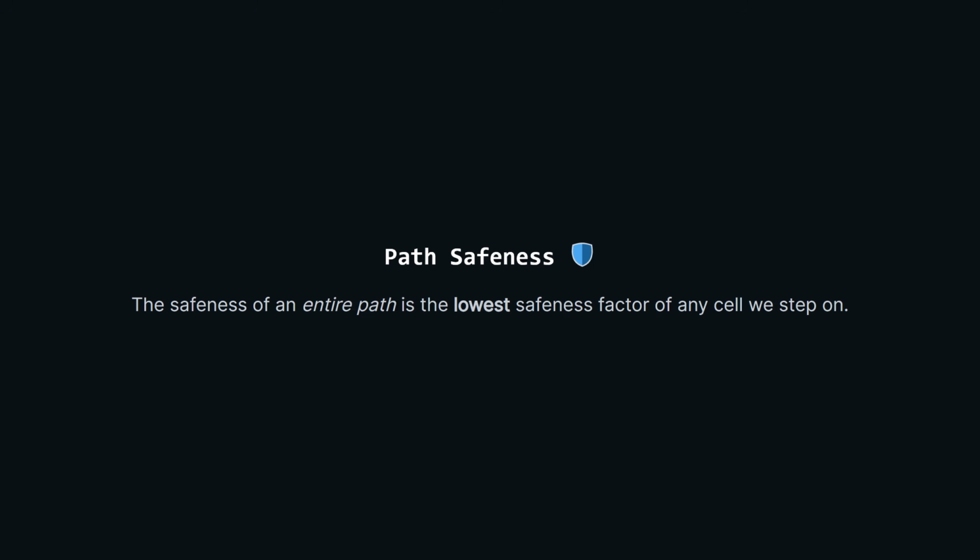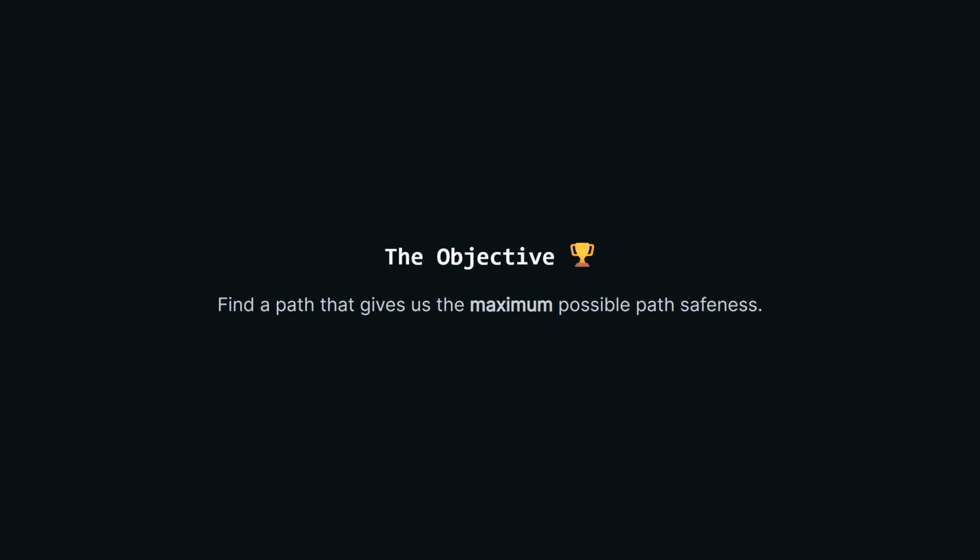Now, when we choose a path to the exit, the safeness of that whole path is determined by its weakest link. It's whatever the lowest safeness factor was along our journey. Our ultimate objective is to look at all possible paths we could take and pick the one that keeps us the furthest away from thieves overall. We want to maximize that minimum safeness.